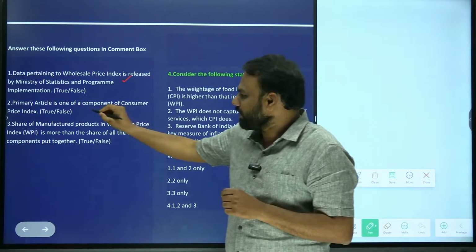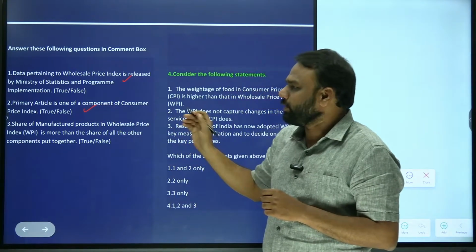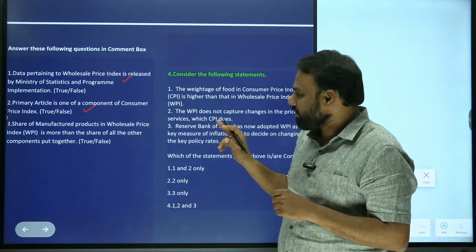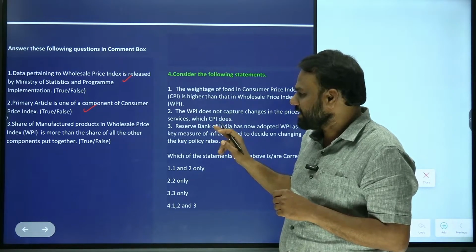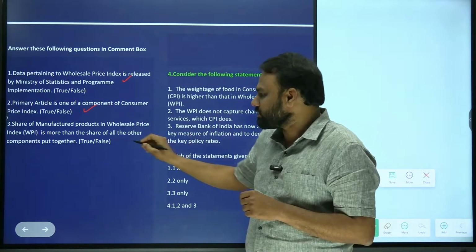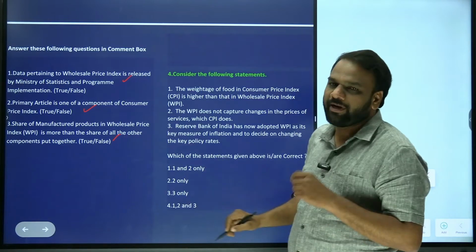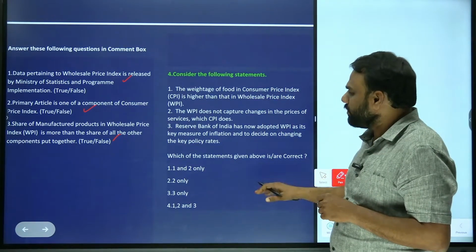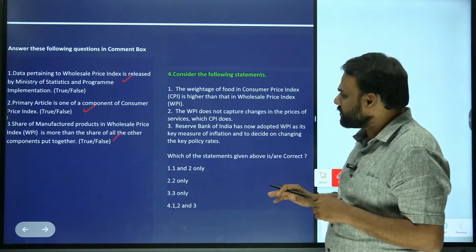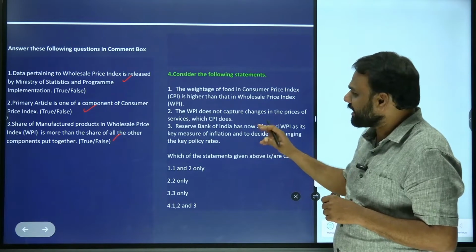Primary article is one of the components of consumer price index. Again, you have to indicate true or false. Share of manufactured products in wholesale price index is more than the share of all the other components put together. Here also you have to indicate your answer by true or false. Next is a multiple choice question. You should comment which is the correct answer for this.